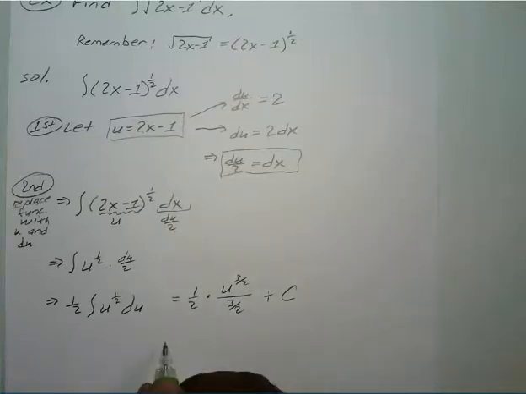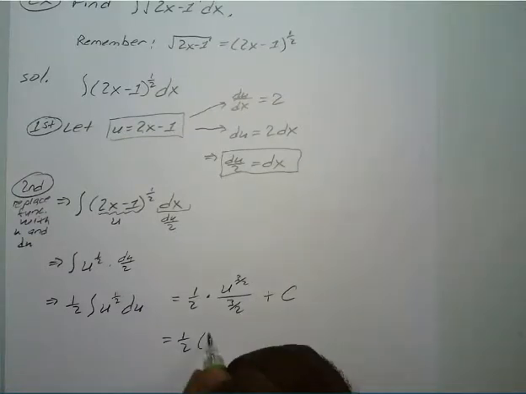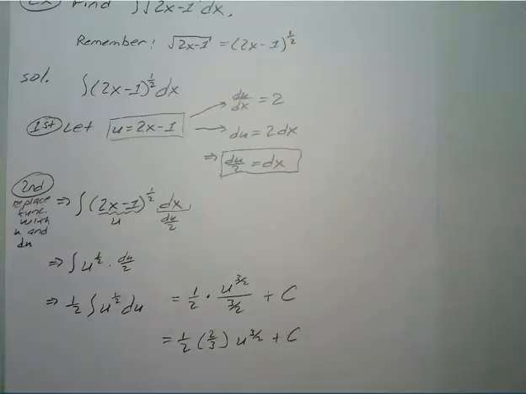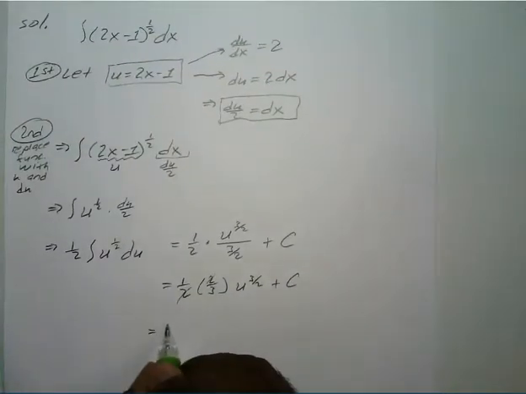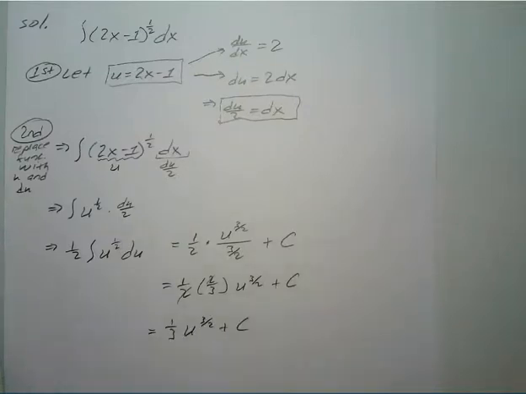All right, so to simplify this, you have your 1/2. If you multiply the numerator and denominator by the reciprocal, so if you multiply the denominator by 2 over 3 and the numerator by 2 over 3, the denominator would just become 1. So that becomes 2 over 3 u to the 3/2 power plus c. Okay, so of course our 2's cancel out, and we are left with 1/3 u to the 3/2 power plus c, where we go to our third step and just replace the u.